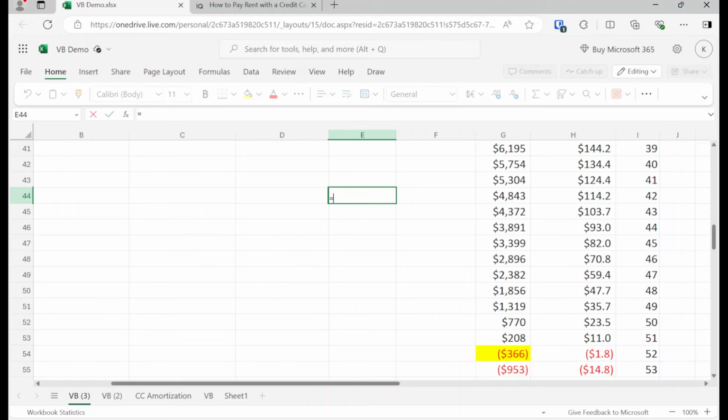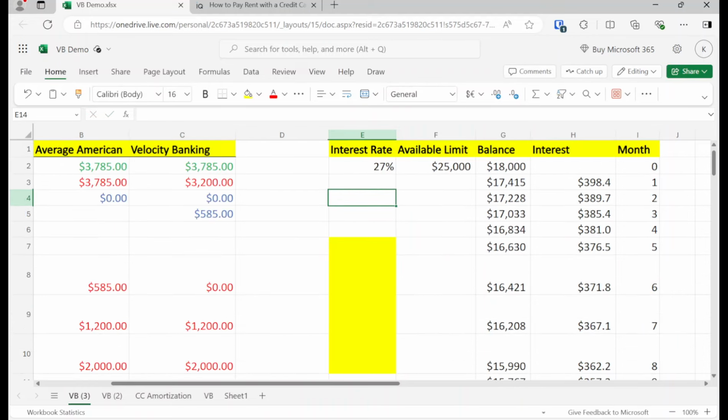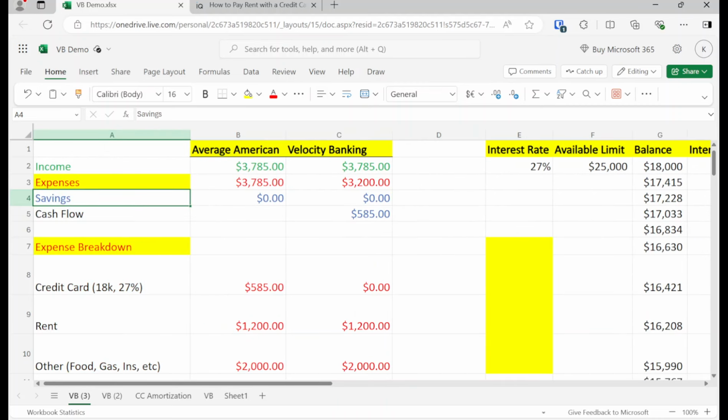So let me just try 52 divided by 12. 4.3 years to pay this off. But hey, that's not bad, right? It's not bad. And then as you make more income, you'll be able to get more debt. And again, this is a debt payoff strategy.